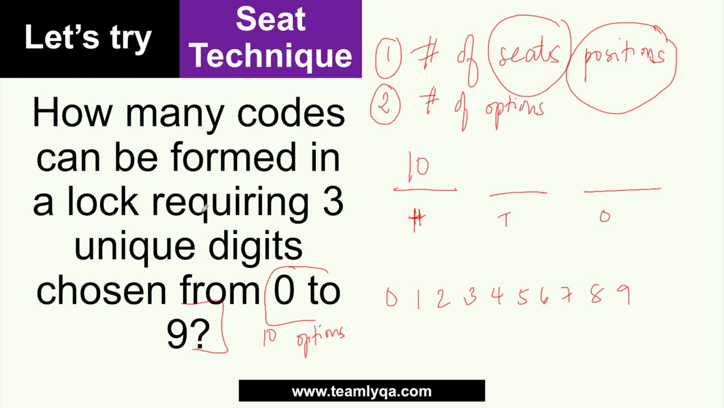Okay? Bakit? Again, in this case, kasi we're talking about codes sa lock. So, pwede siyang mag-start with 0, 1, 2, 3, 4, 5, 6, 7, 8, 9. So, you have 10 options for this position.